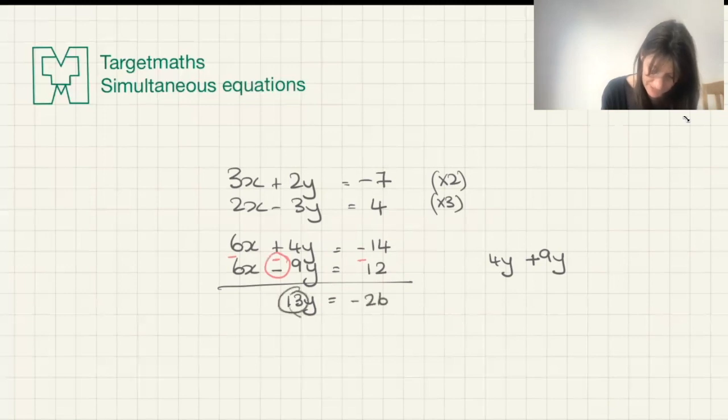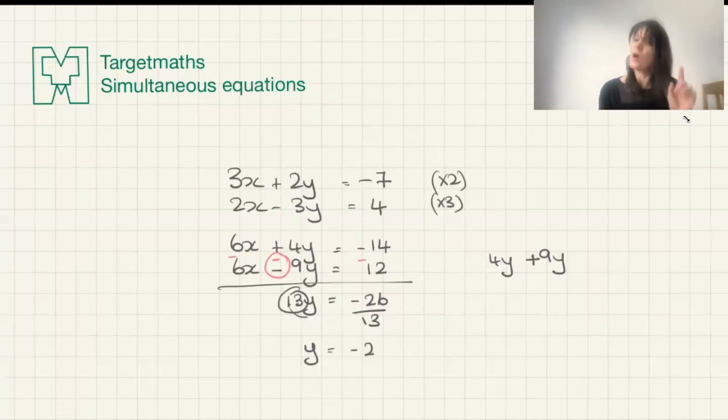-26. Divide through by 13 and y is equal to -2. There's 1 negative in the question, so there's 1 in the answer, and you can get 2 13s into 26. Okay, so I've got my y. Just clean up that. Now I just need to get the x.